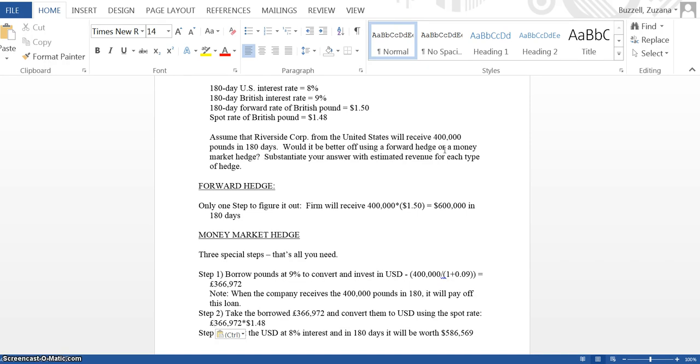So let's start with the forward hedge. This is a very simple one-step calculation. You are supposed to receive 400,000 pounds in 180 days. So what is going to be the forward rate in 180 days on the British pound? It's going to be $1.50. Simple as that. You do 400,000 pounds times your $1.50, and you pretty much receive $600,000 in 180 days.